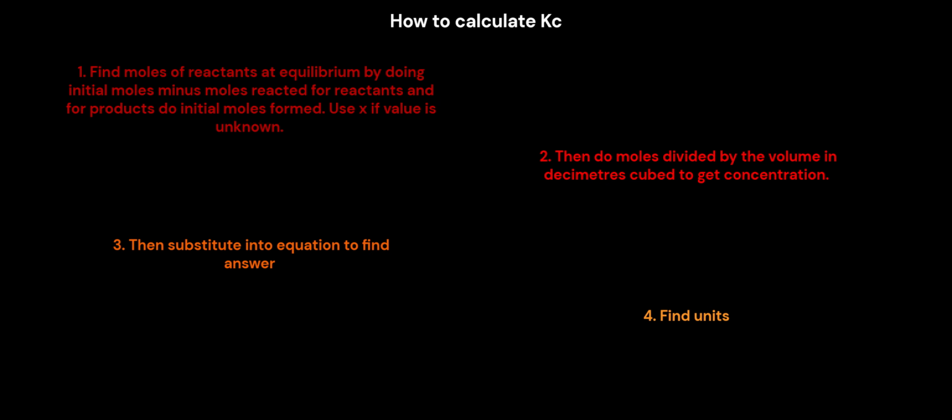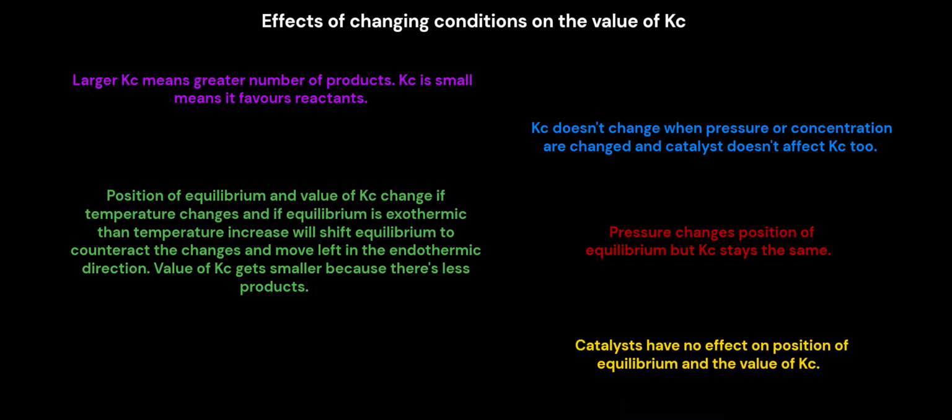How to calculate Kc. 1. Find moles of reactants at equilibrium by doing initial moles minus moles reacted for reactants, and for products do initial moles plus moles formed. Use x if the value is unknown. 2. Then do moles divided by the volume in decimeters cubed to get concentration. 3. Then substitute into the equation to find the answer. 4. Find units.